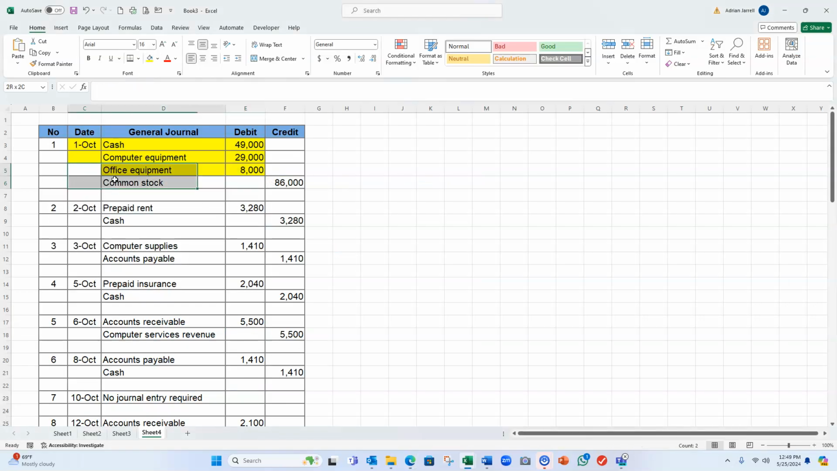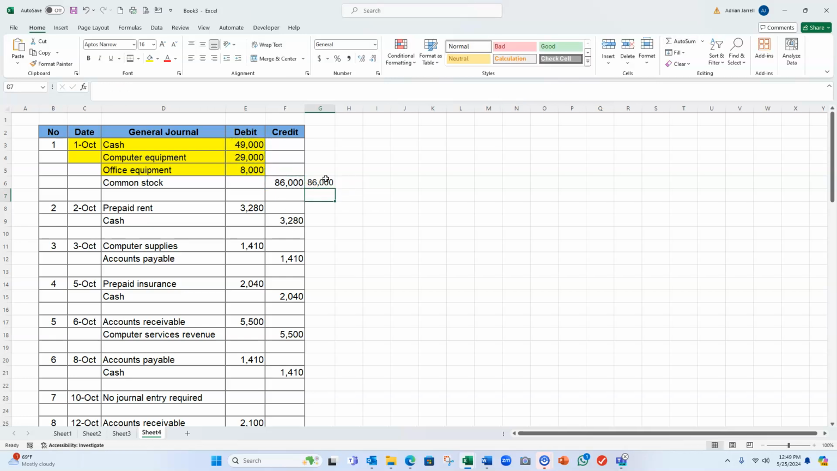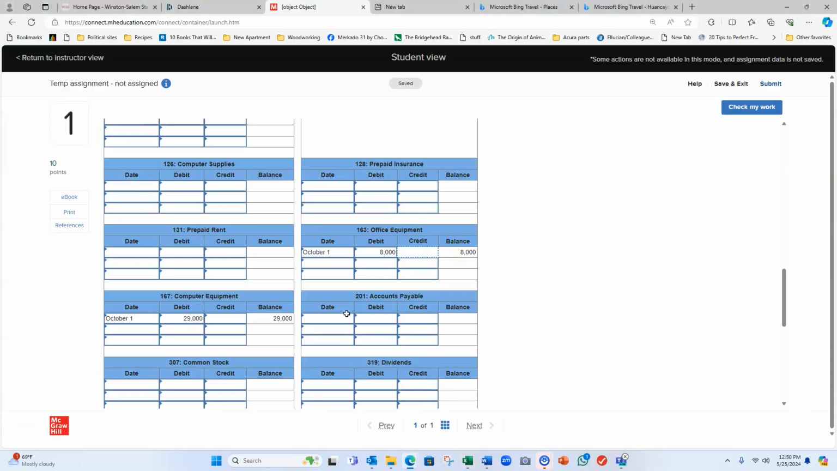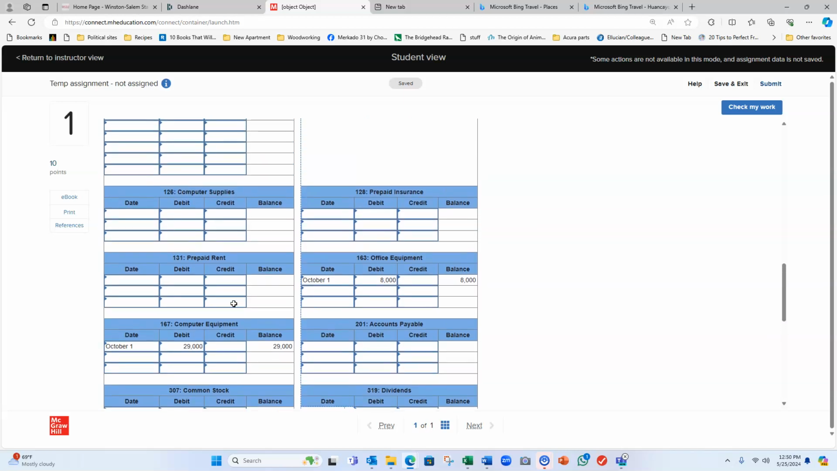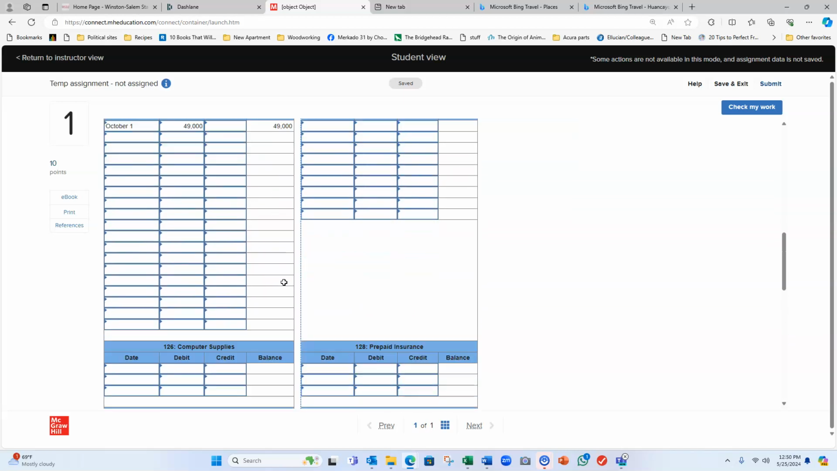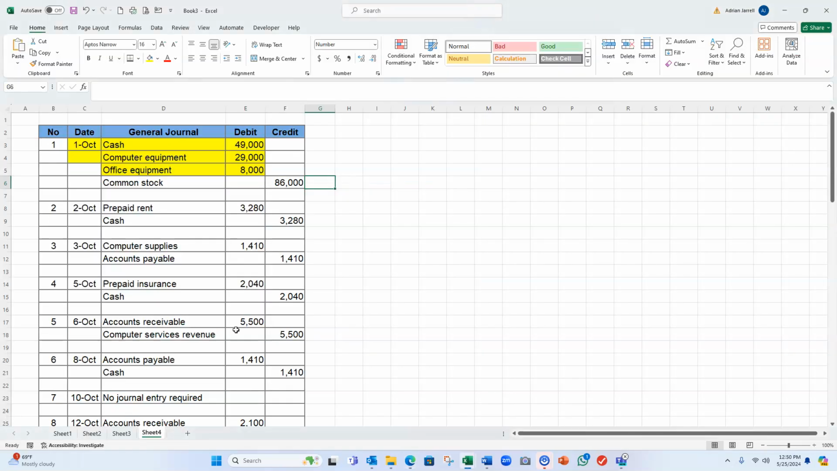And then common stock of $86,000. I'm just going to add these up. I'm just going to make sure that I've got the math right on this. 86,000, right. Credit to common stock on the first of 86,000. So you notice we have debit balances of 49, 8, and 29,000, and a credit balance of 86,000. And so this one is done.